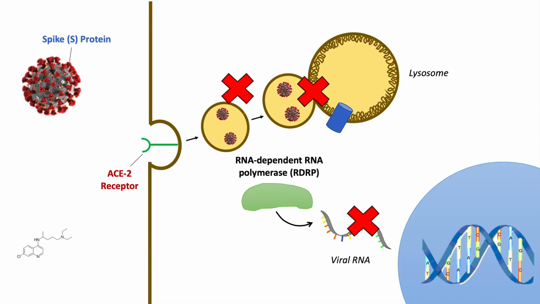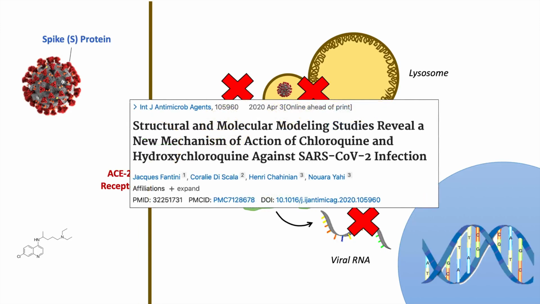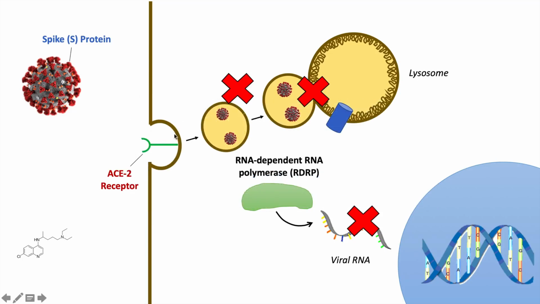The third point I want to make about chloroquine and hydroxychloroquine's antiviral properties is based on this newest article that is being published in April of 2020. This article is entitled "Structural and Molecular Modeling Studies Reveal a New Mechanism of Action of Chloroquine and Hydroxychloroquine Against SARS-CoV-2 Infection." So what does this paper show? It all has to do with the cell membrane around the ACE2 receptor. There's actually something called sialic acid that is attached to the cell membrane that is usually pretty close to the ACE2 receptor, although it can be on much of the cell membrane itself.